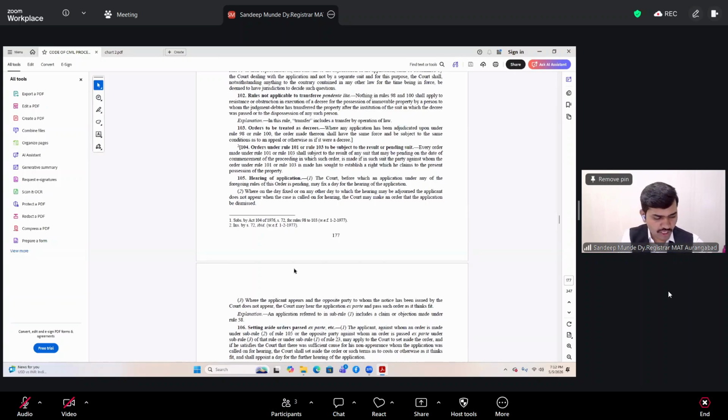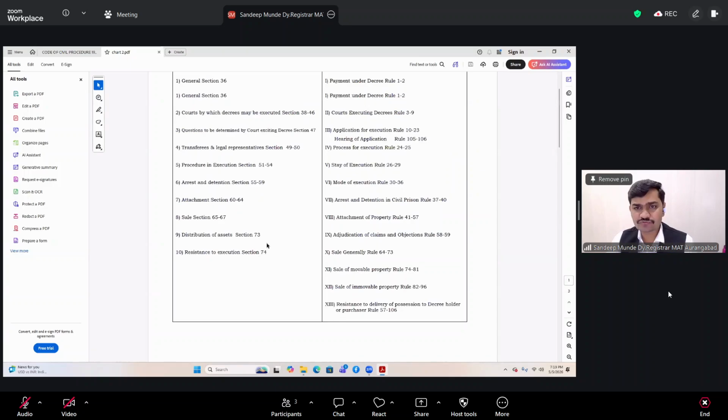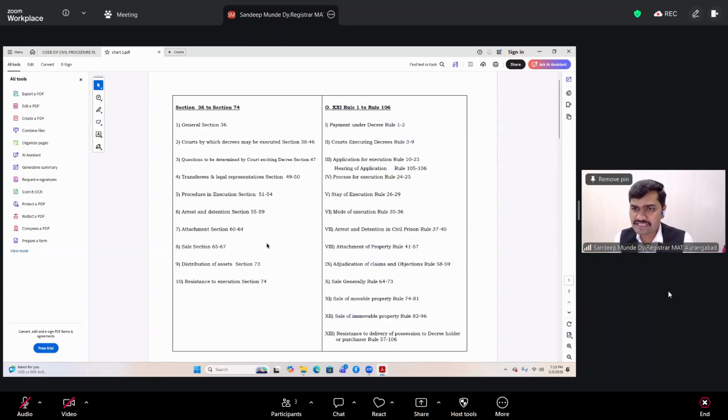So, this is the execution proceeding. In today's session, we have discussed the execution proceeding. I will summarize the entire execution proceeding within 5 minutes. First of all, the person in whose favor a decree has been passed or an order capable of execution has been made will go for the execution proceeding. He is required to file the application for execution under Rules 10 to 23.